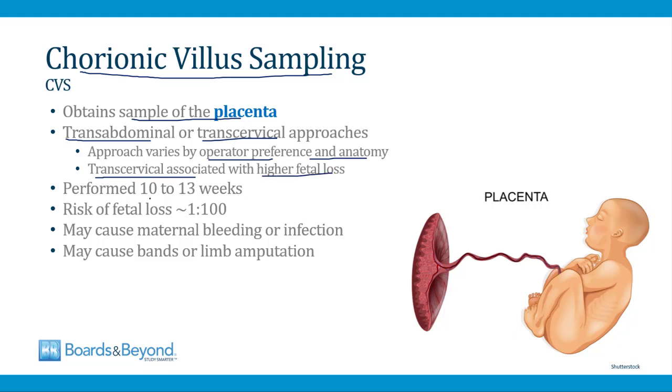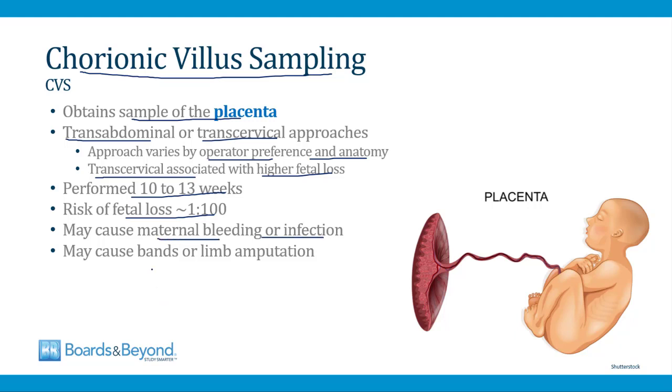Chorionic villus sampling is the method you must use early in pregnancy at 10 to 13 weeks because there is not enough amniotic fluid present at this point to do amniocentesis. Chorionic villus sampling carries a risk of fetal loss of about 1 in 100. It can also cause maternal bleeding or infection.